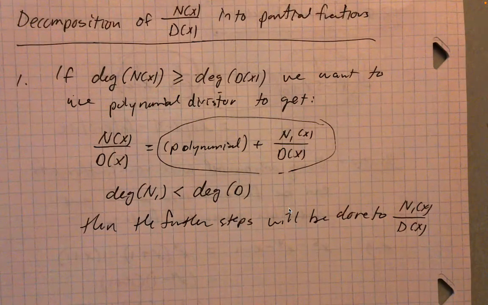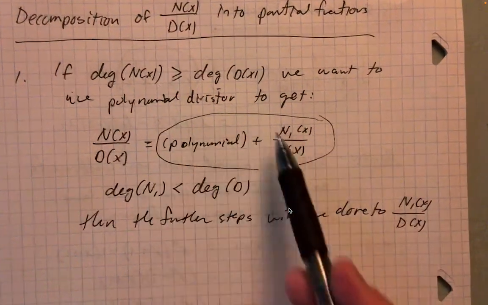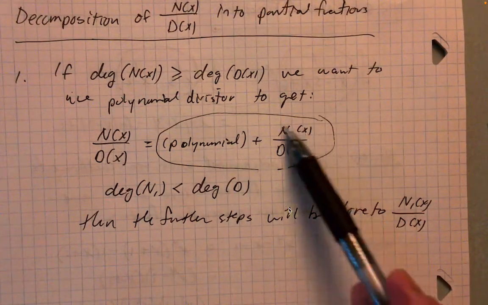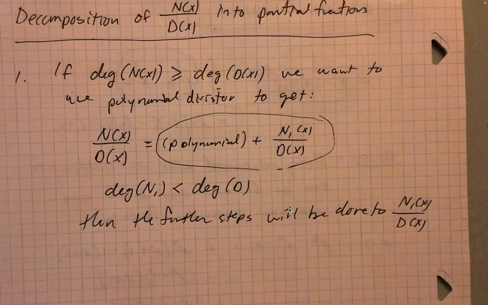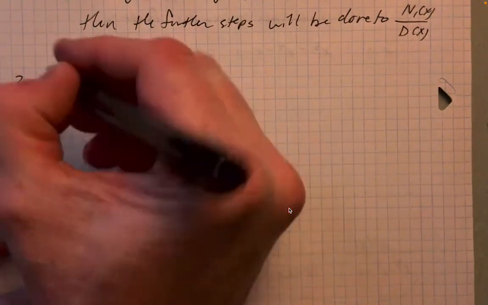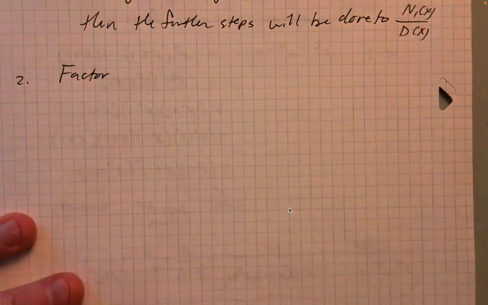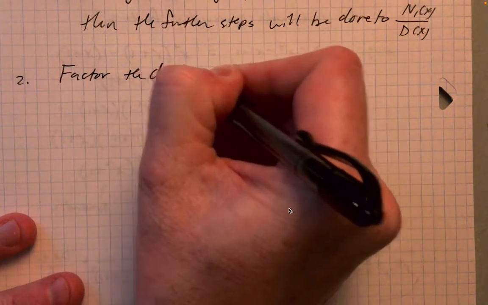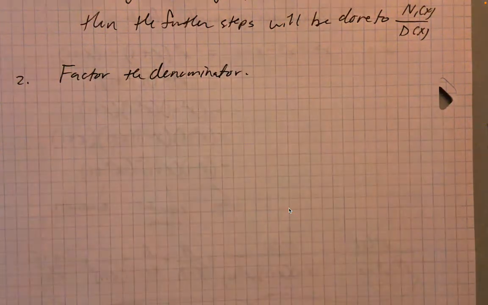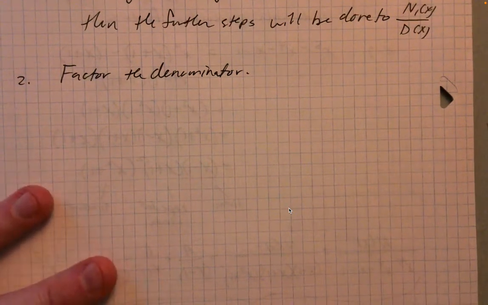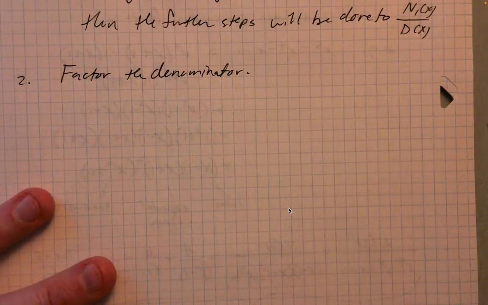If in fact you have a rational function where you can apply polynomial division, then you want to do that. And then you'll get this new expression, and the partial fraction decomposition will be done on this piece of it. It won't work out for you if you're dealing with an improper rational function. Okay, then what's step two? Well, step two is to factor the denominator. And when we say factor, we mean completely factor it. It needs to be factored down 100% into linear and irreducible quadratic factors.